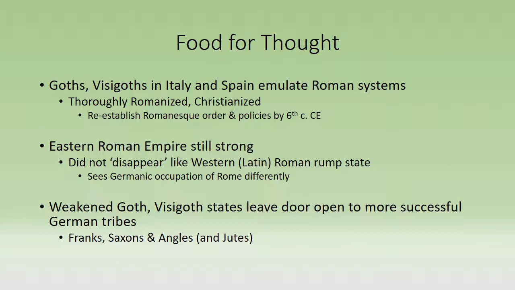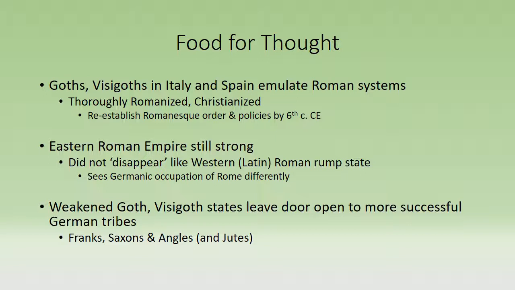Of course, how can you be the Roman Empire and not own Rome, right? So here's some food for thought. The Visigoths and Goths in Italy and Spain emulate the Roman systems. They're thoroughly Romanized and Christianized by this point. They reestablished Romanesque order and policies by around the 6th century of the current era. These are the two big powerhouses in the early years after the collapse. The Eastern Roman Empire is still strong. It doesn't disappear like the Western Latin Roman rump state does.